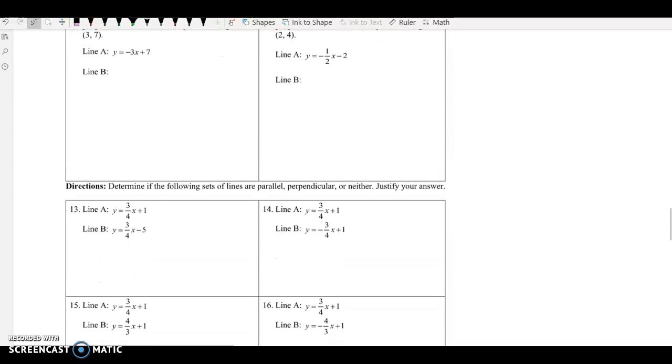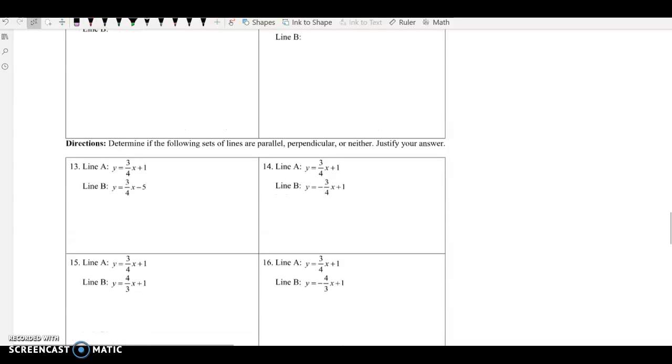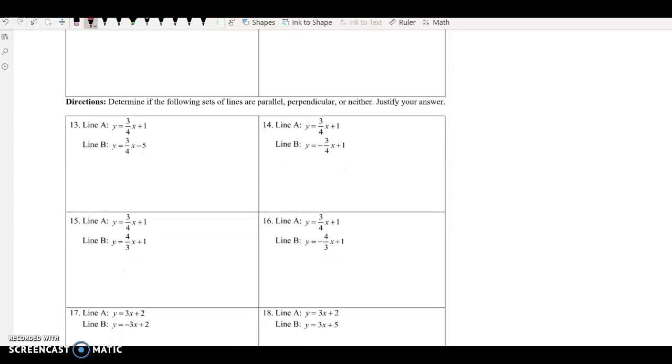Determine if the following sets are parallel or perpendicular. Let's look at these down below. It says line A has a slope of 3/4. Line B, slope of 3/4. Must mean they're both parallel. So those are parallel lines.